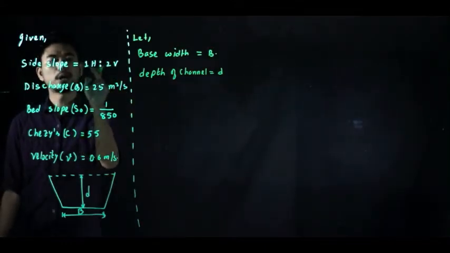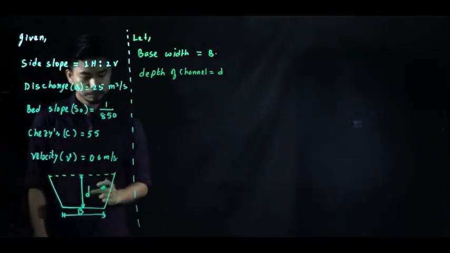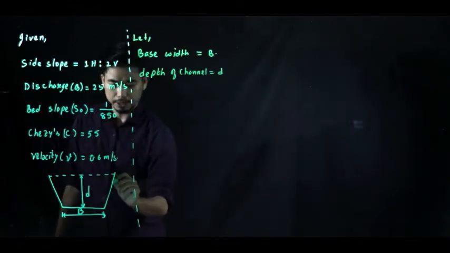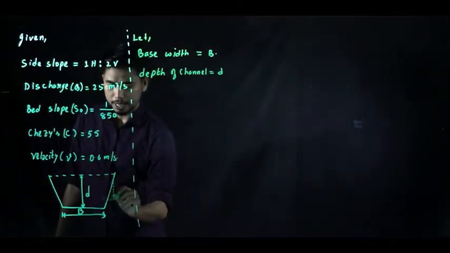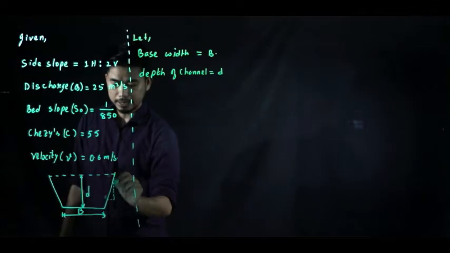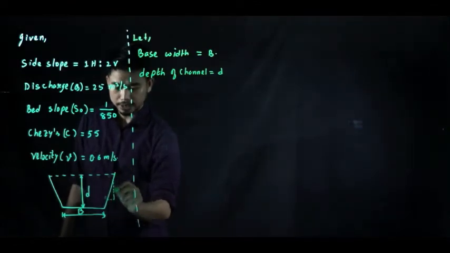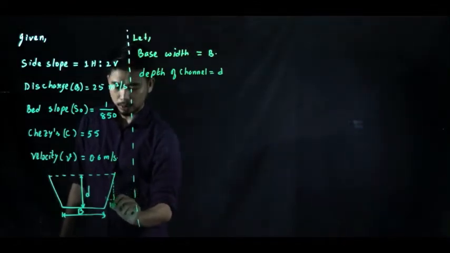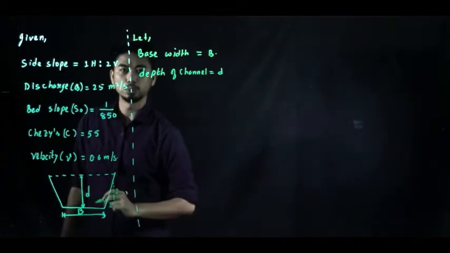So side slope is given as 1 horizontal to 2 vertical. What is the meaning of this? It means that here we are having a slope like this. This is the horizontal, this is the vertical. So horizontal is 1, and the vertical is 2.